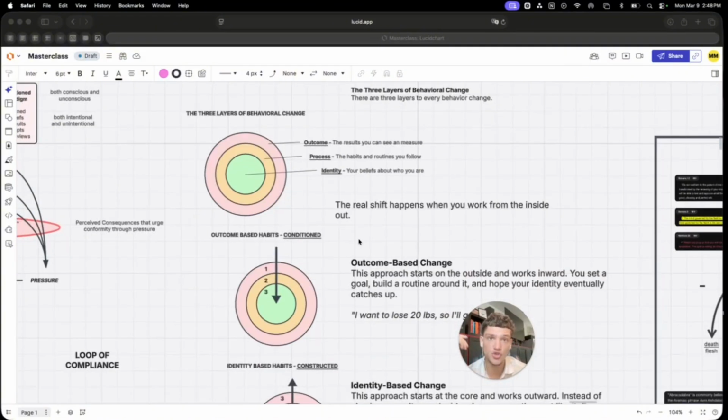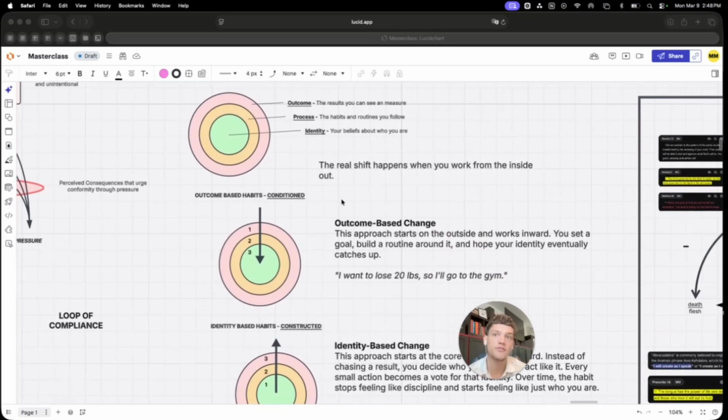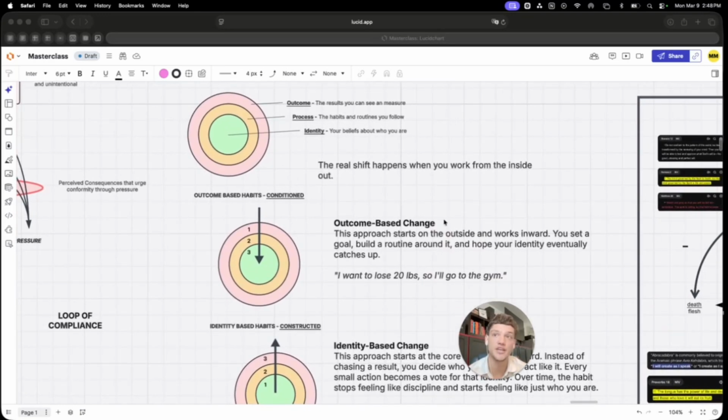Most people try to change who they are from the outside in, which is an outcome-based change. It's conditioned. You're operating from a conditioned paradigm. An example would be setting a goal and building a routine around it and hoping that your identity eventually catches up to who you want to be through the goal you want to develop. So, I want to lose 20 pounds, so I'll go to the gym. This is a good example of conditioned, outcome-based habit setting. And the problem is that you're trying to change who you are from the outside in, so you have no leverage over this position.